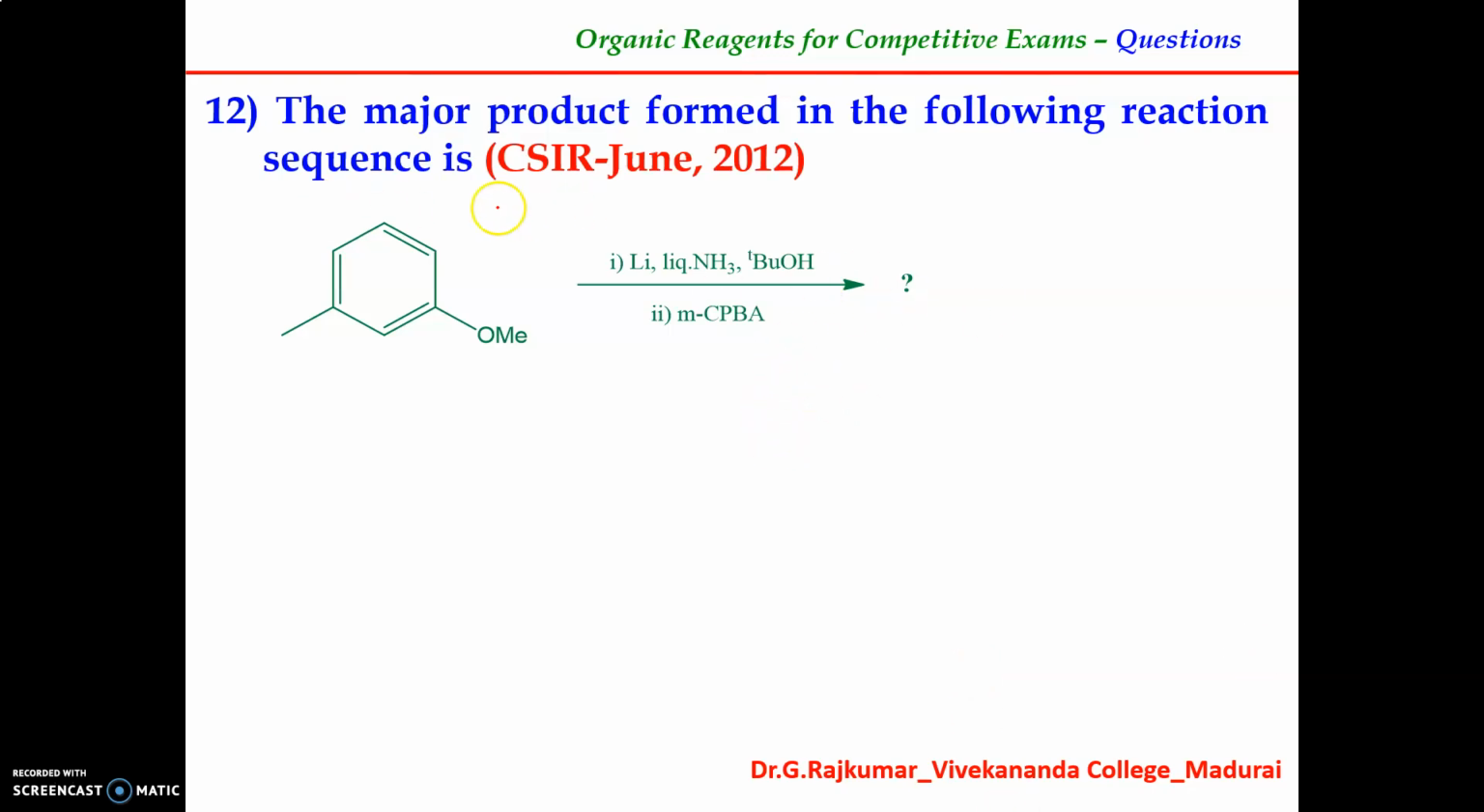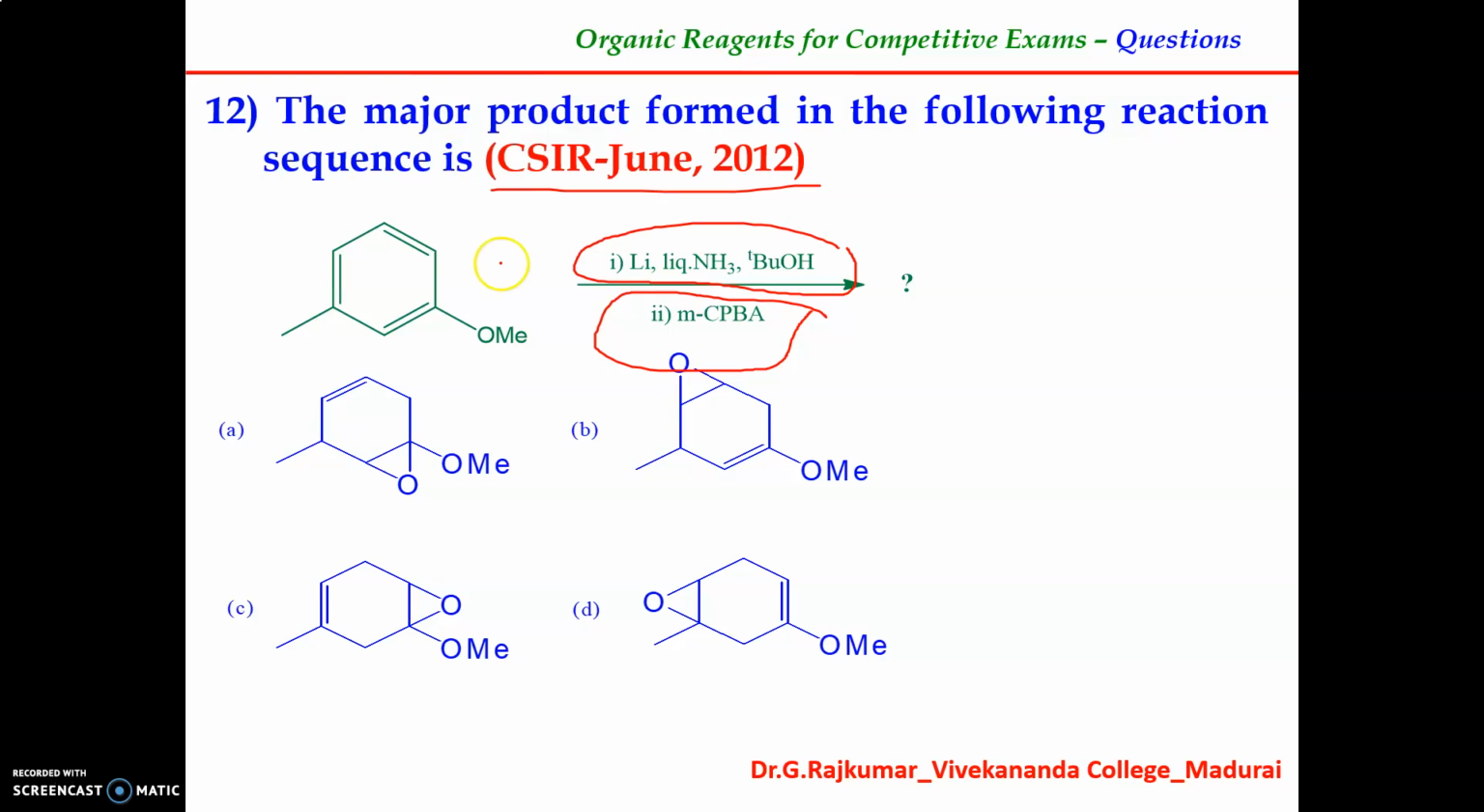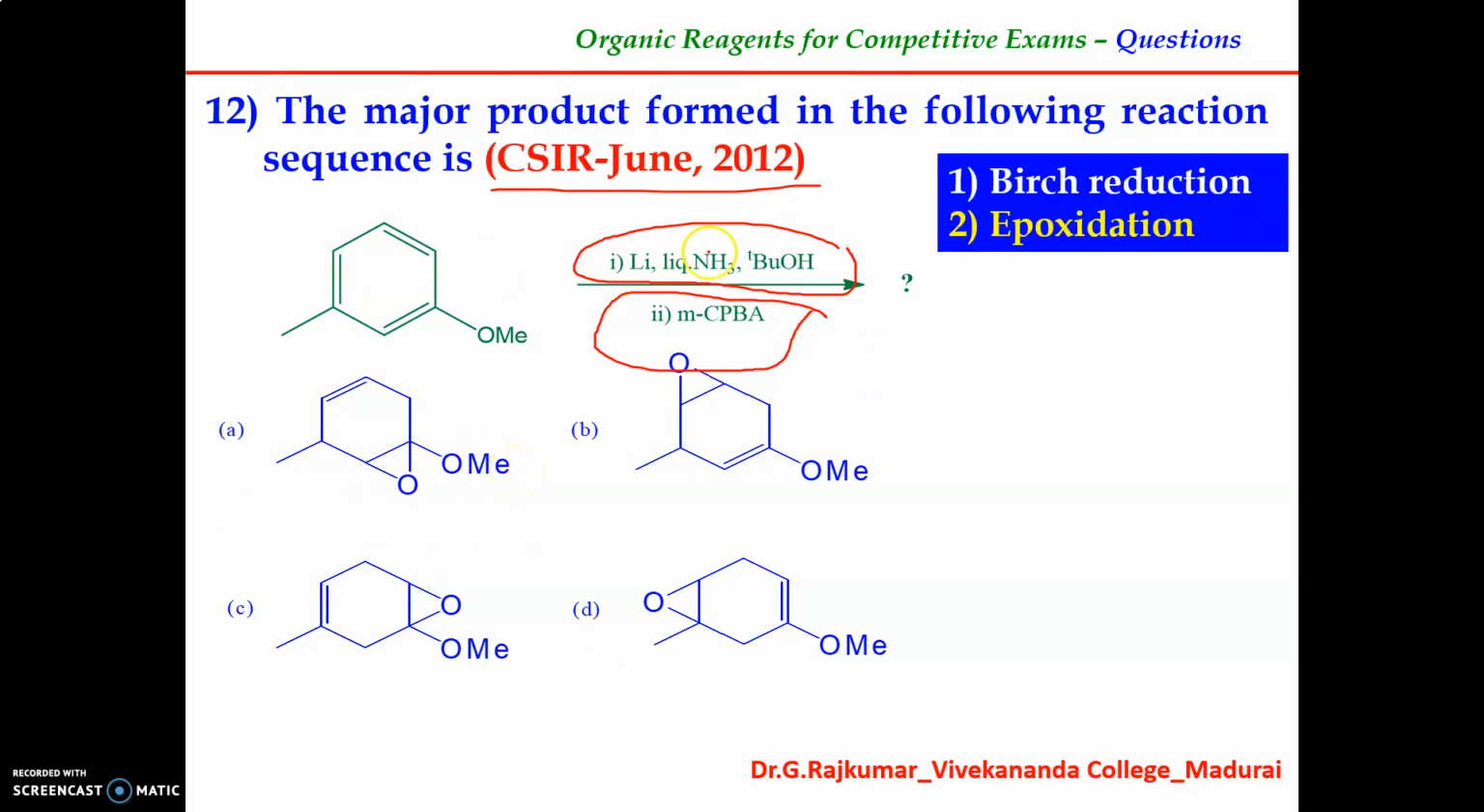And look at this example. Look at this question, CSIR June 2012. The major product. So the first step, this is a Birch reduction. Second step is metachloroperbenzoic acid. So epoxidation can take place. So these are all the four options. So first step is, as I said earlier, Birch reduction in the presence of liquid ammonia, lithium, and tertiary alcohol. Second step is the epoxidation reaction.